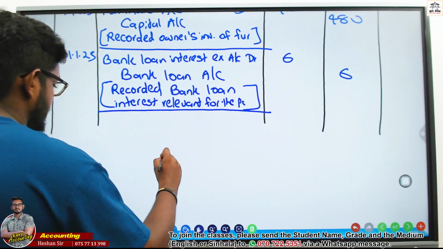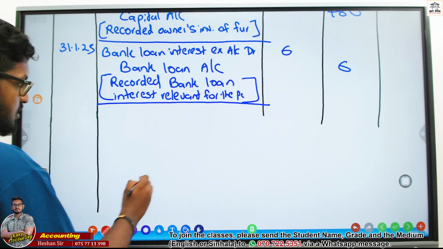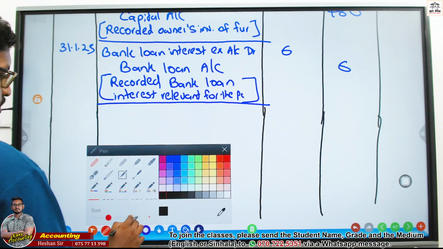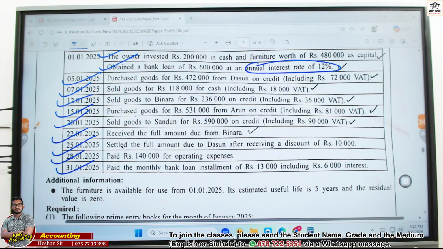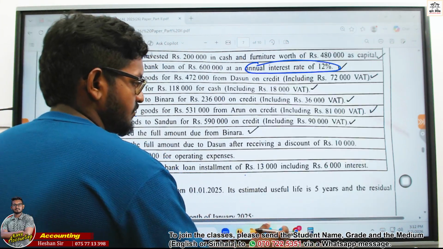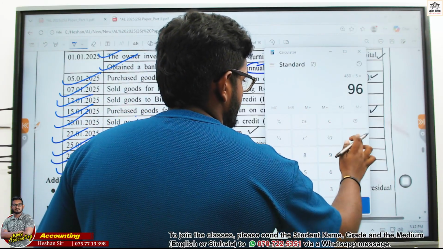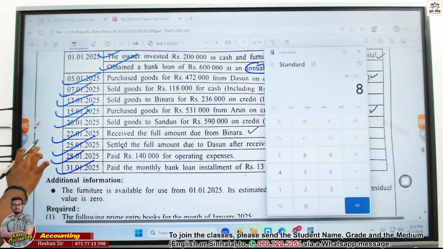Last one. Then another entry comes to the general journal. There's another thing, that is depreciation. Furniture 480, right? 480 divided by 5 years. But remember, this is for 1 month. So 8,000 is the depreciation.